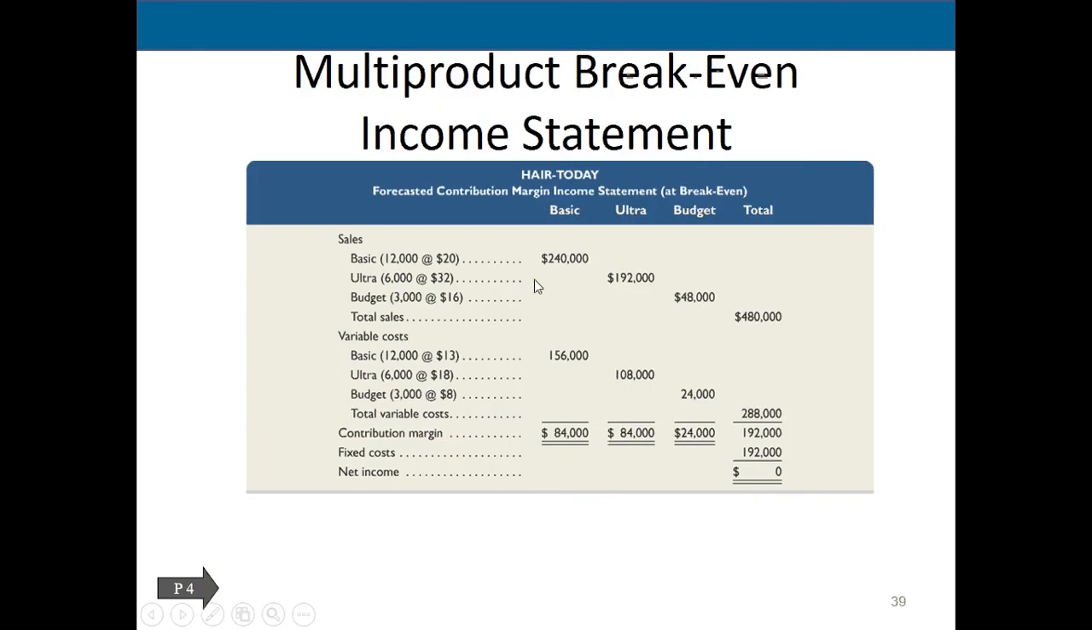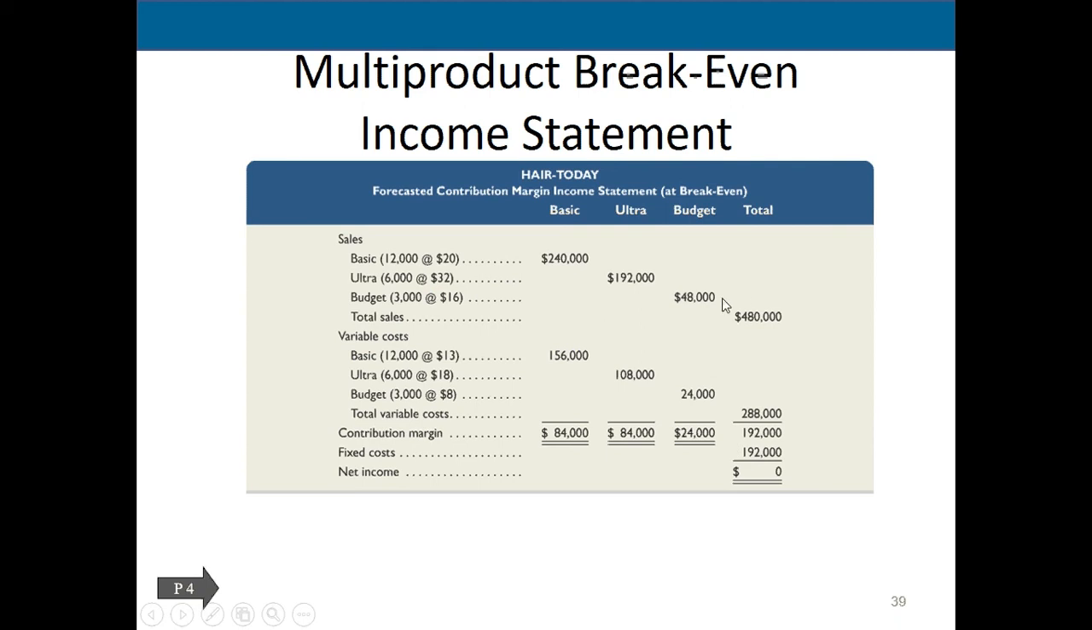It absolutely does. Look at what happens. Here's my basic. 240 minus 156,000 for variable cost. When we multiply it back out, it's 84,000 contribution. I get the same thing for Ultra. 192 minus 108 is 84. There's my budget. 48 minus the 24. Using exactly what we figured out, it's 24,000.